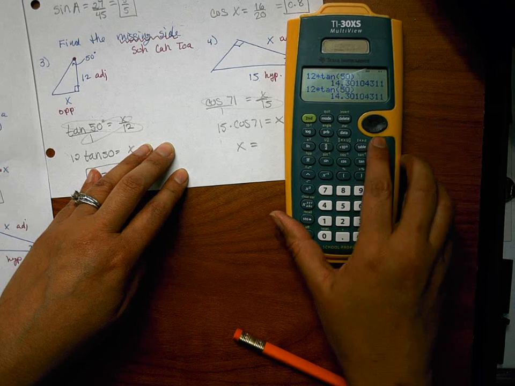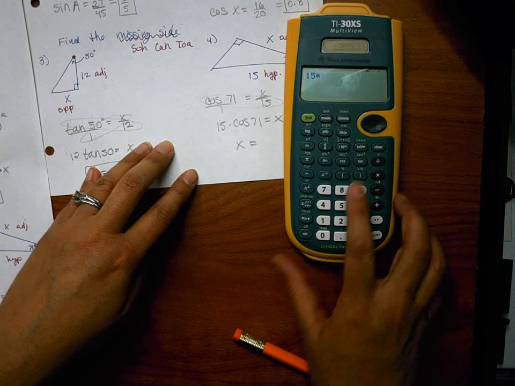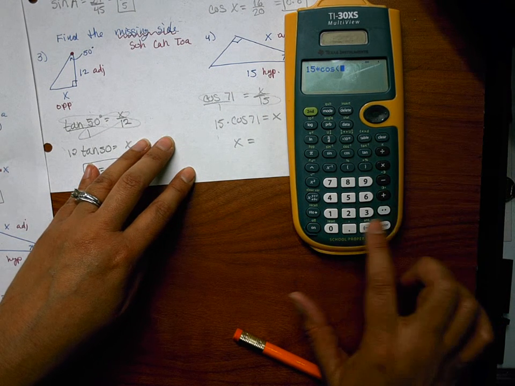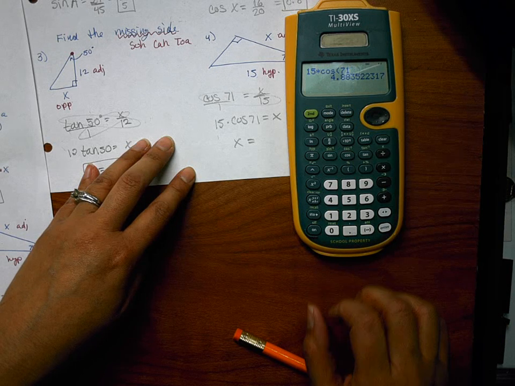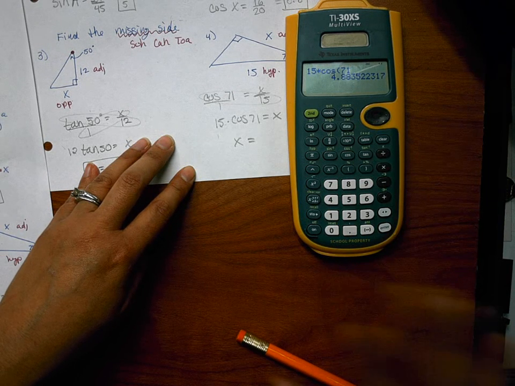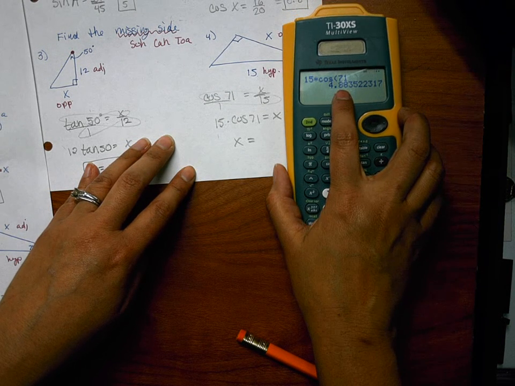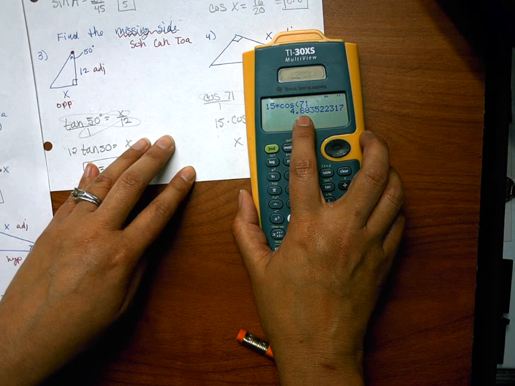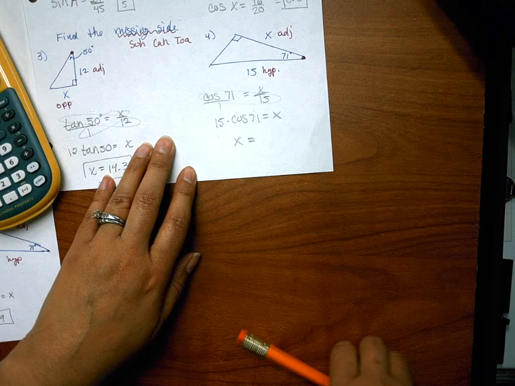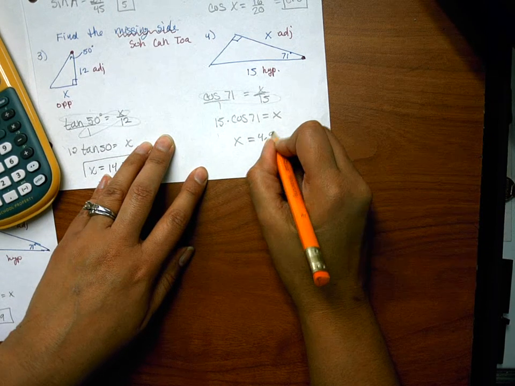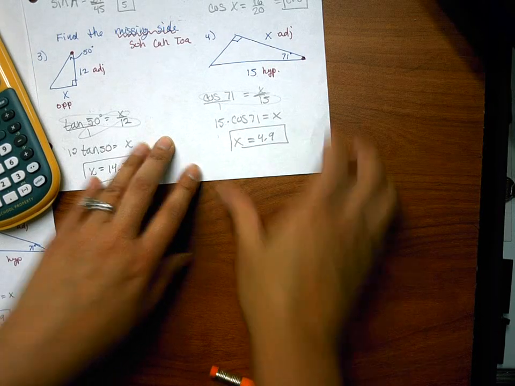So I'm going to hit clear. 15 times cosine of 71 equals 4.88 and so on. Nearest tenths place, is that 4.8 or 4.9? That is 4.9. So 4.9 is your answer. Okay.